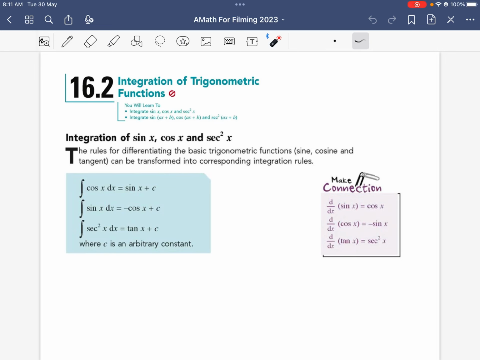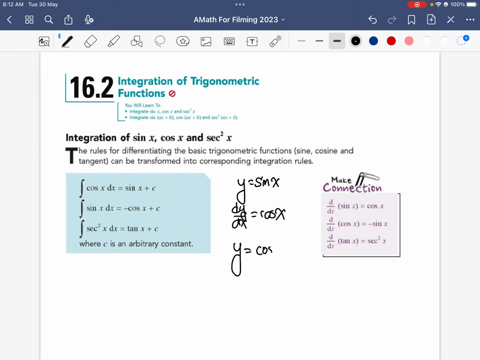Today we have 16.2, integration of trigonometric functions. Just a very quick recap of what we have learned recently. Remember that if you have y equals sine x, when you differentiate y with respect to x, what you have is cosine x. So the logic is, if you differentiate sine x with respect to x, you get cosine x. Therefore, if you integrate cosine x, it becomes sine x.